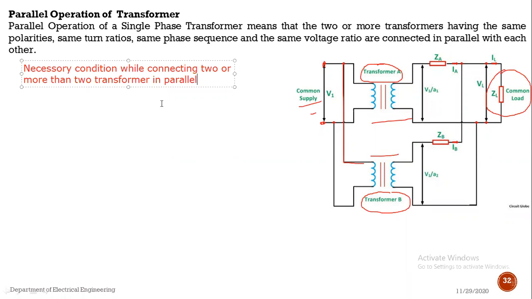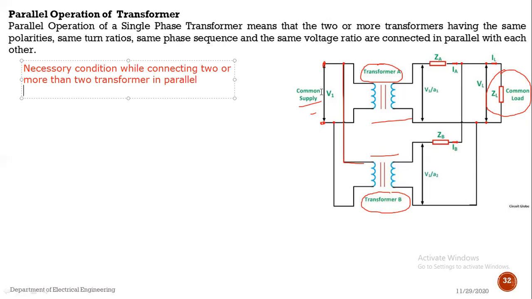Okay, see, in that the first condition is that, याच्यामध्ये पहिली कंडिशन आहे, while connecting two or more than two transformers in parallel, the first necessary condition is that the polarity of both the transformers remains same. Okay, we have discussed regarding polarity. आपण polarityचं डिस्कशन केलेलं आहे. That means we have discussed the polarity test, additive polarity and subtractive polarity.